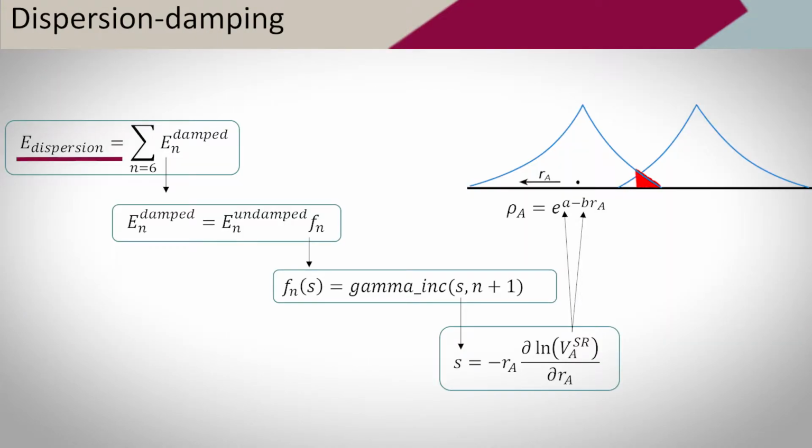The energy of dispersion is given by the sum of all orders greater than or equal to 6 of the damped energy. The damped energy is given by the undamped energy multiplied by the Tang-Toennies dispersion-damping function, Fn, which is an incomplete gamma function of order n plus 1. The variable s is computed from the derivative of the natural log of the short-range repulsion potential with respect to the distance, R_a, from atom A. The short-range repulsion potential is a function of the electron cloud parameters calculated by Chargemol.